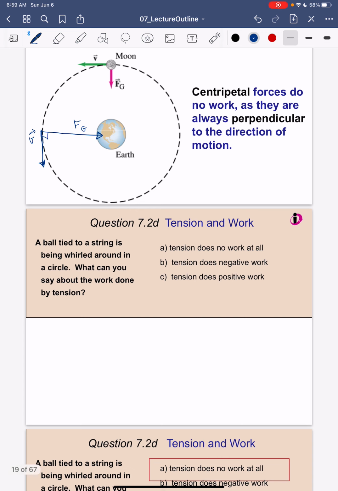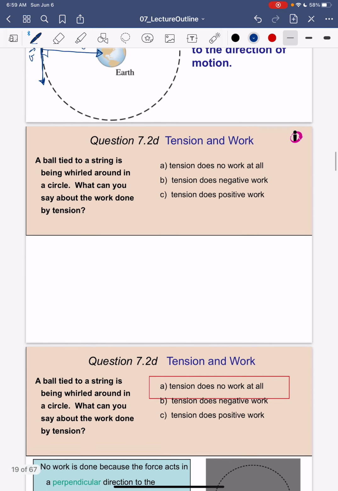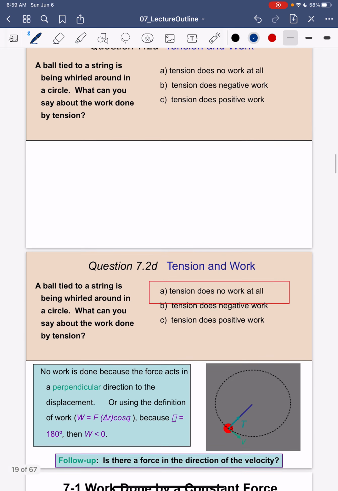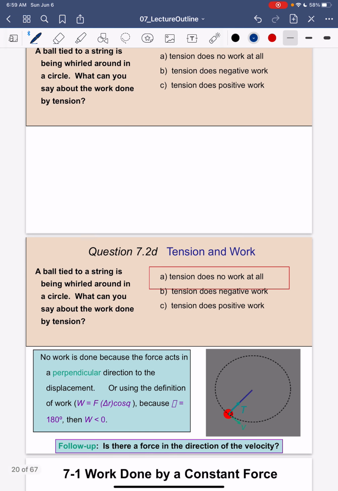Okay, now here is another situation. A ball tied to a string is being whirled around in a circle. What can we say about the work done by the tension? Of course, it does no work because cosine 90 is 0. No work is done because the force is perpendicular to the displacement.